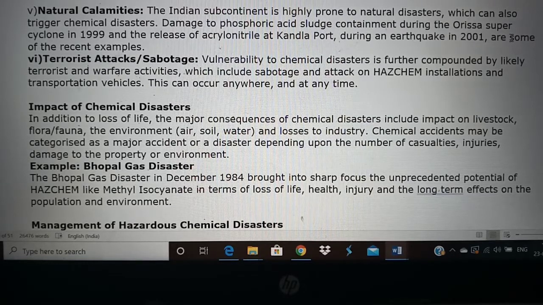In the same way, India, because of cyclones and earthquakes, has more of these kinds of risks. Then terrorist attacks. We have already studied terrorist attacks. Terrorists usually target places where, for example, if they bomb a place where petrol is stored and it explodes, it will affect hundreds of people living in the surrounding area. So these are usually vulnerable areas, and protection is needed where hazardous materials are stored.